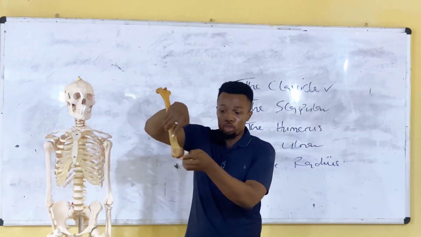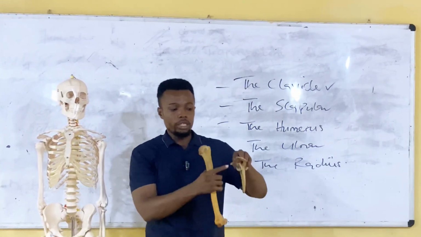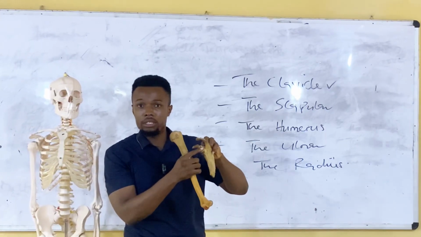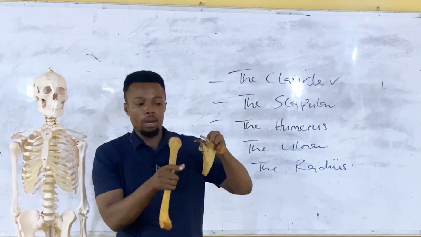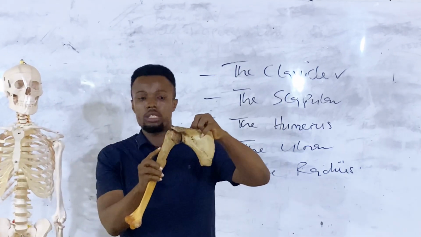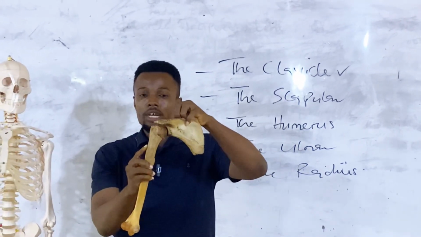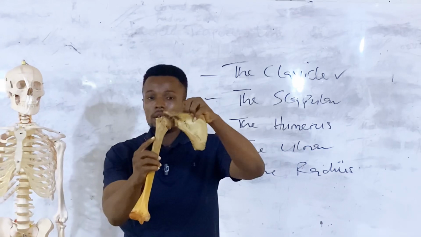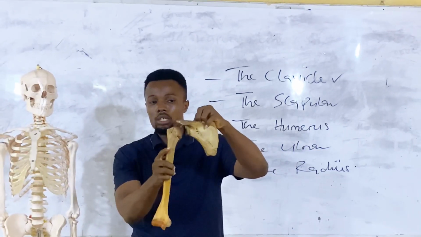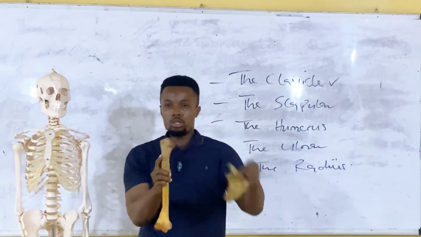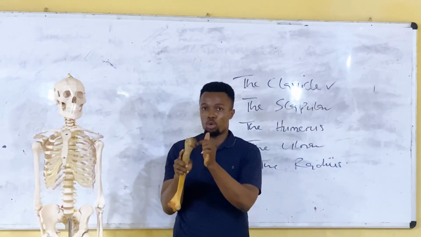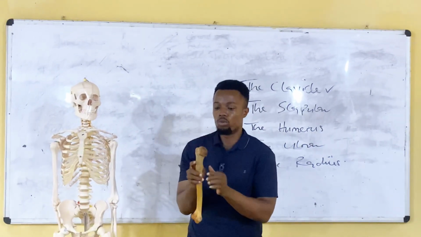So the head of the humerus articulates with the glenoid cavity of the scapula. You can see how they articulate. So you can see the head of the humerus articulating with the glenoid cavity of the scapula. So that is one function of the head of the humerus.